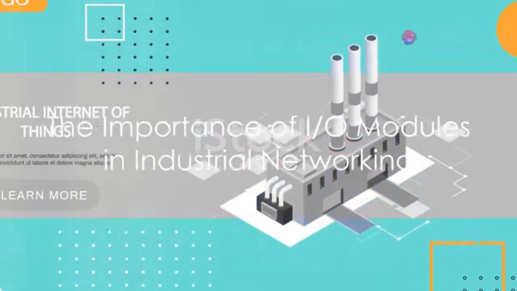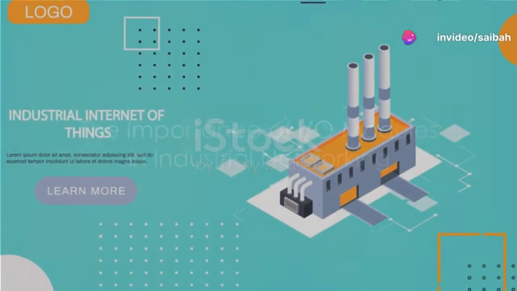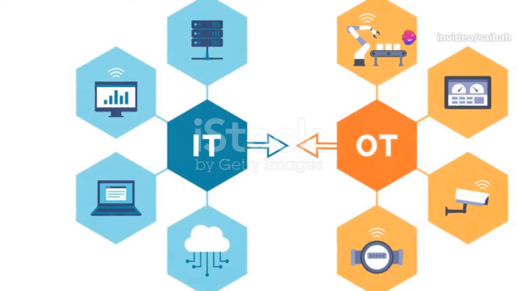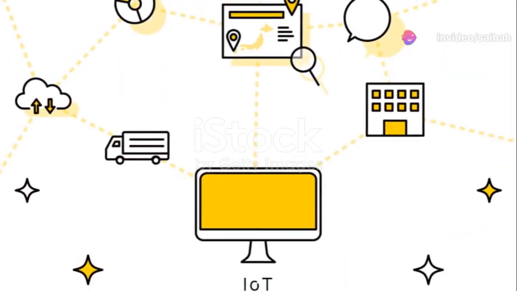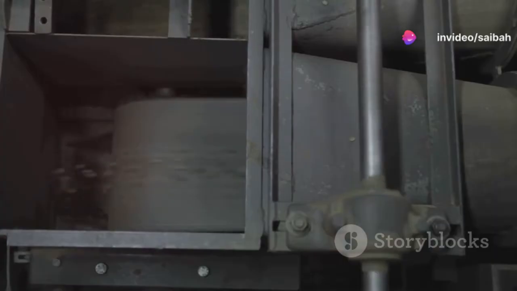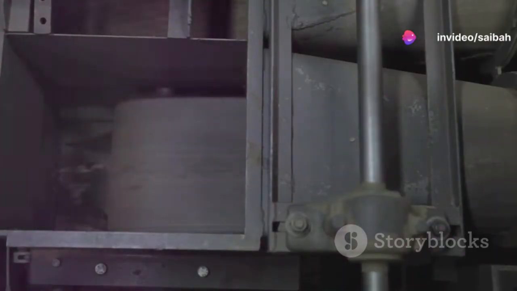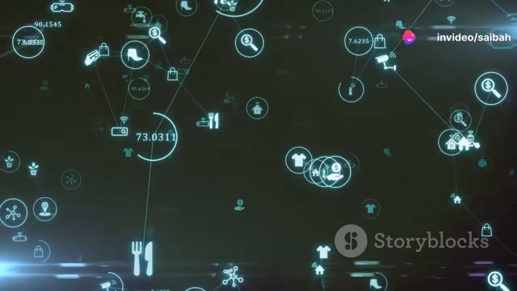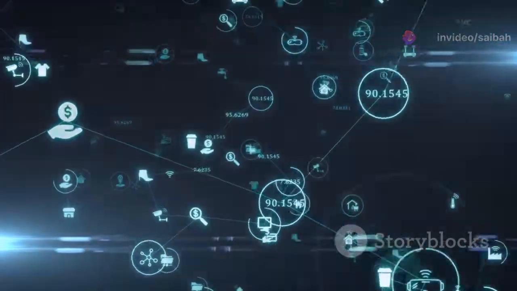Ever wondered how crucial I/O modules are in industrial networking? These unsung heroes serve as the vital links between a CPU and a network, facilitating data transfer, managing power loads, and controlling machine functions. Imagine trying to orchestrate a symphony of manufacturing equipment without a conductor. That's what a network without I/O modules would look like.